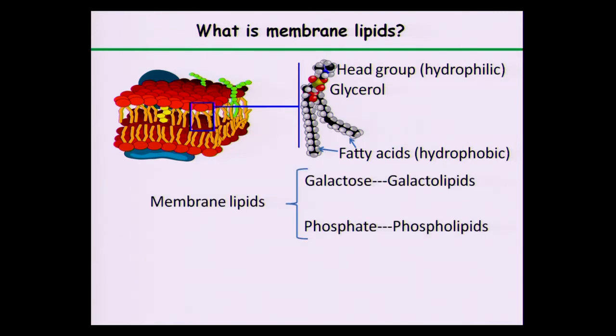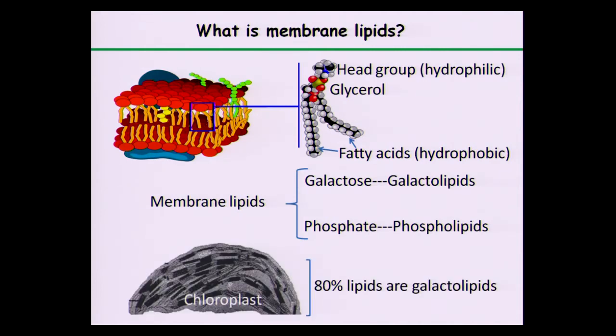So membrane lipids are often defined by the nature of the head group. If the head group is galactose, we call galactolipids. If the head group contains a phosphate group, we call phospholipids. And most of galactolipids are concentrated in the organelle we call chloroplast. In fact, as much as 80% of chloroplast lipids are galactolipids. So inside the chloroplast, there are extensive membrane systems. This membrane system we call thylakoid.